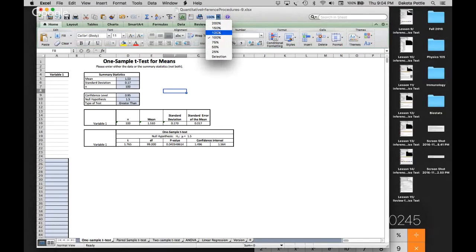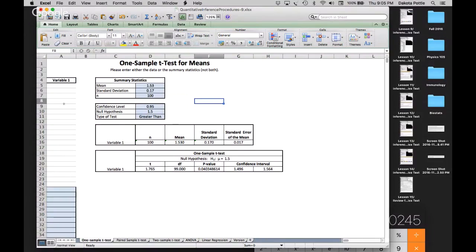This is just, I use the quantitative inference procedures, and I just did a one sample t-test for means. Now if you're looking at my screen right now, let me increase this a little bit so you can see it. We don't have any variables here because the question doesn't give us anything. But if we just use the summary statistics tool right here, I can plug in all of these values and it will still give us information about it.